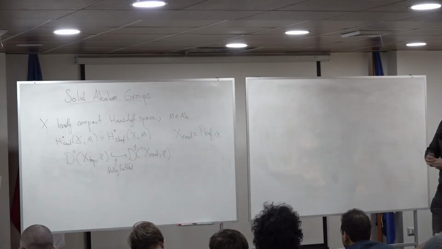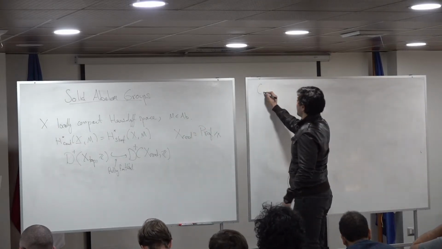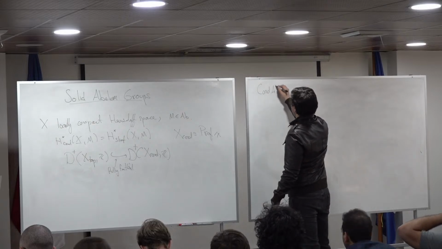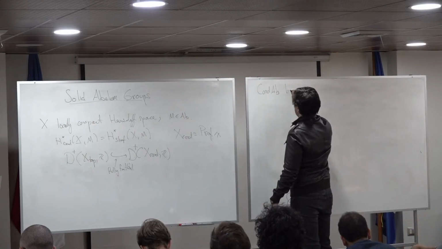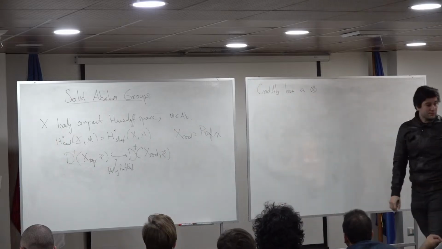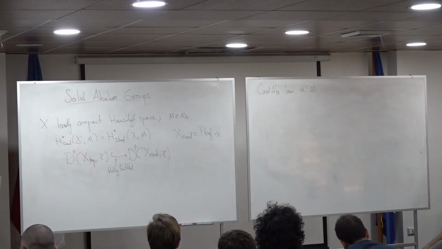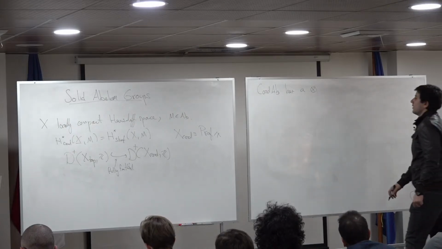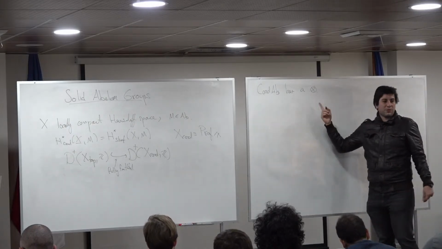So yesterday we also mentioned that this category of condensed abelian groups has a tensor product, which again is not special for condensed abelian groups, something that happens whenever you take sheaves on a site. But this tensor product was still too algebraic.